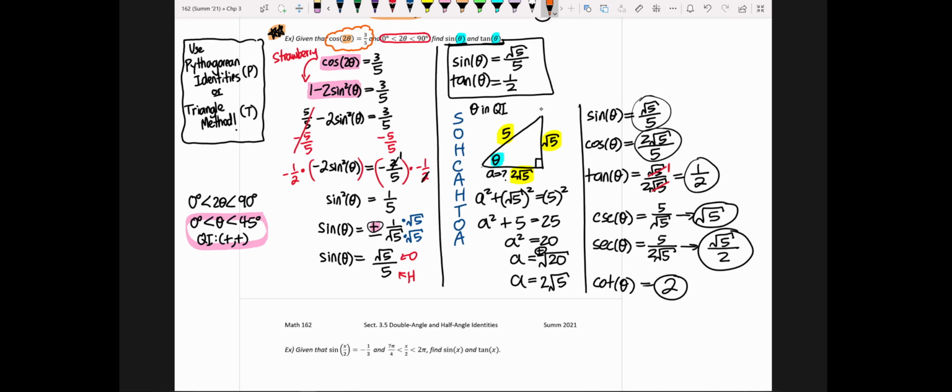The most common error for these types of problems is not putting the angle in the correct quadrant, and that affects the plus or minus signs. This time, everything was positive because theta is in quadrant 1. However, when theta is not in quadrant 1, some of the trig functions will be negative.